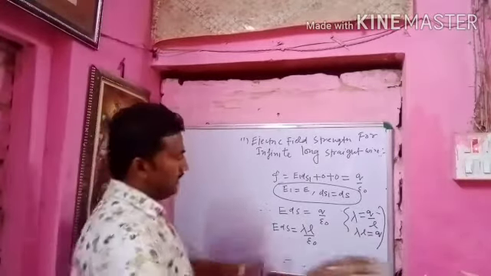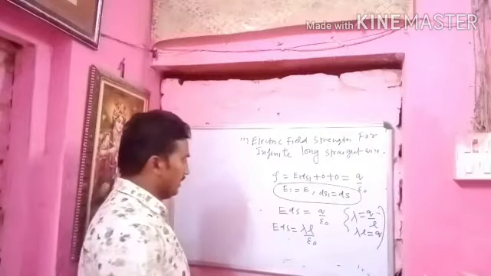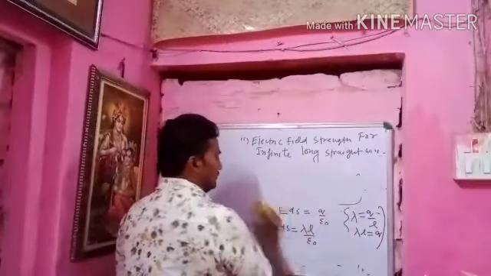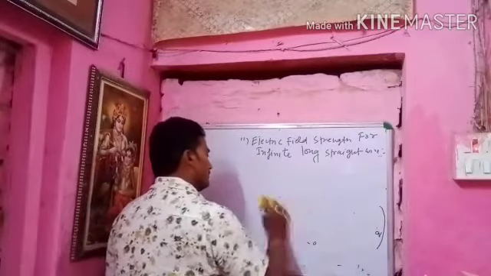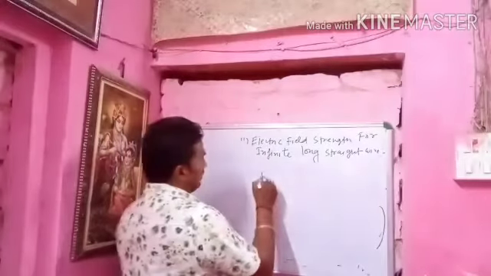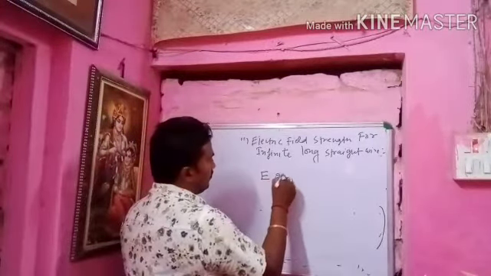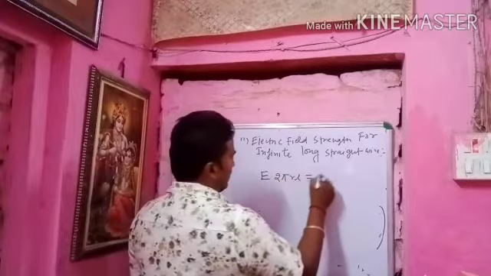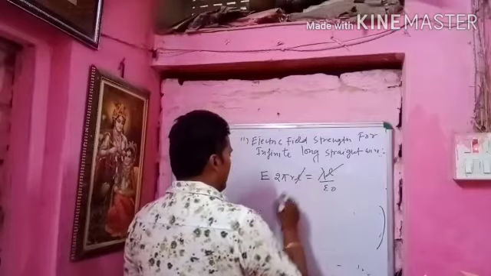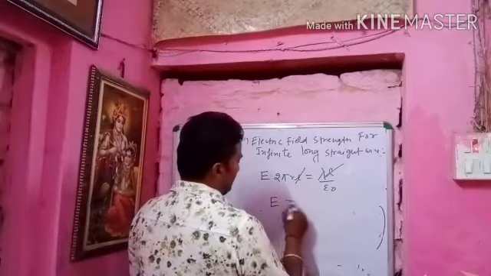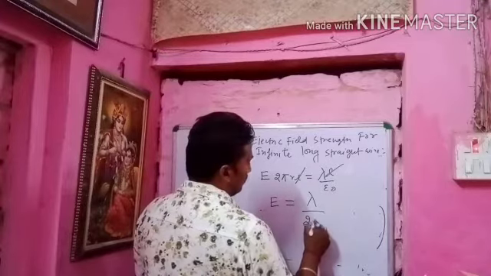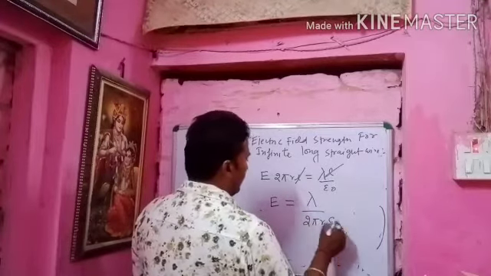We know that dS is the curved surface area of the cylinder. Then the formula is stabilized: we know that the curved surface area of the cylinder 2πRL times E is equal to λL upon ε₀. L is cancelled from L. Then electric field strength E is equal to λ upon 2πRε₀.